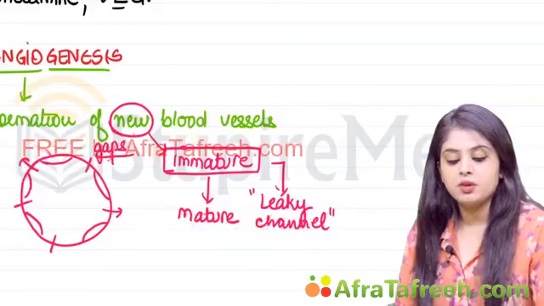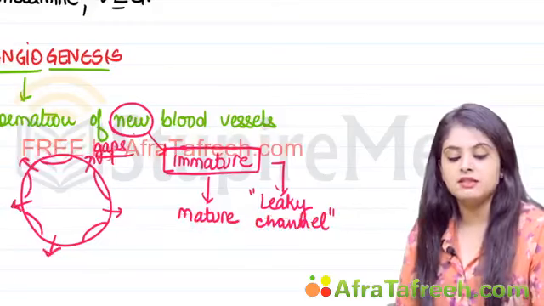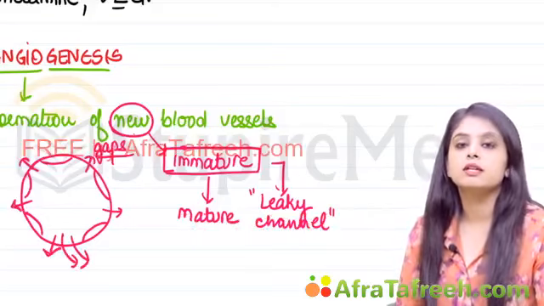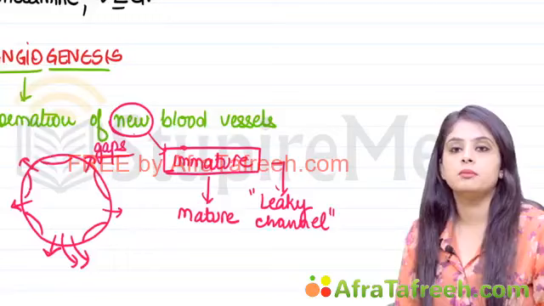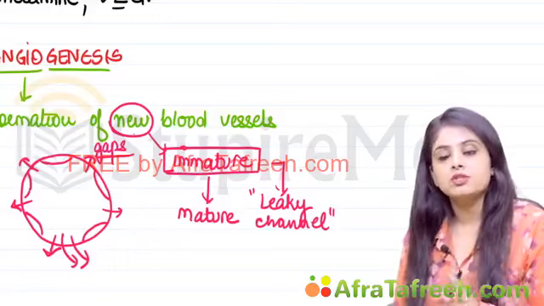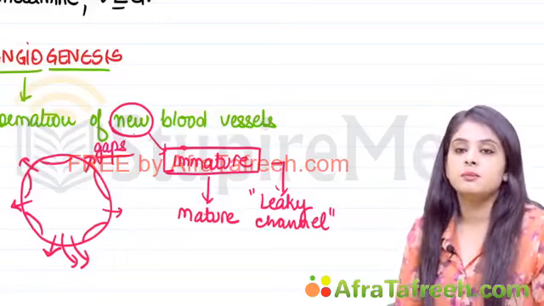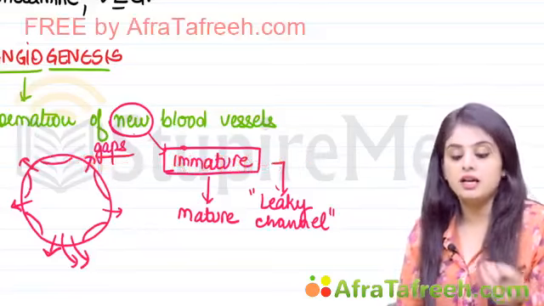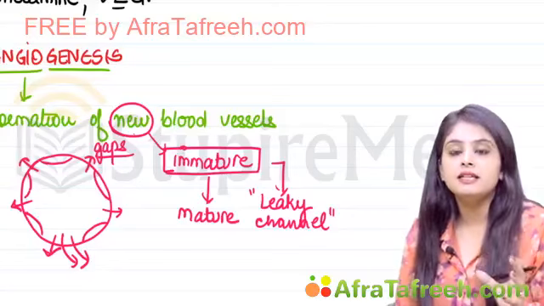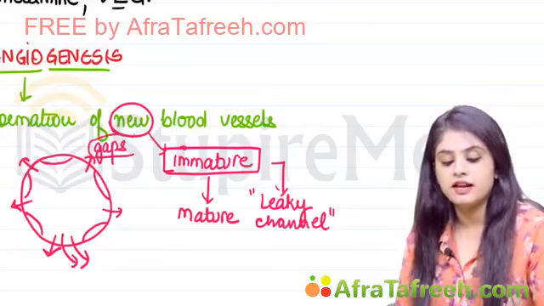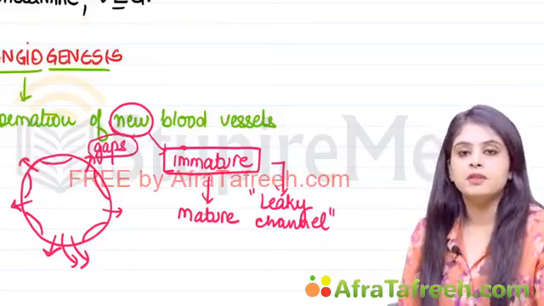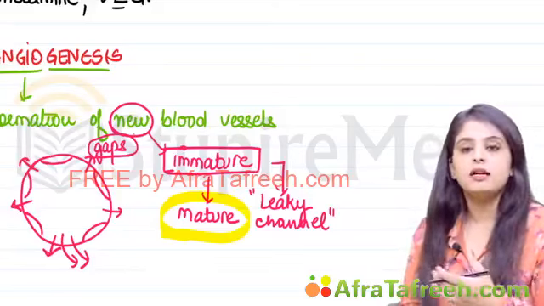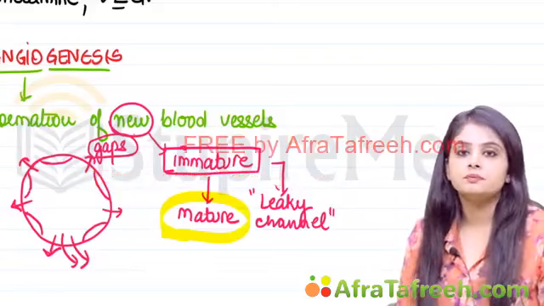And if gaps are present, what will happen to the plasma and the cells flowing inside? They will come out. Indirectly, what are we talking about? Increased vascular permeability. So remember, angiogenesis is a mechanism of increased vascular permeability. Why? Because the new or immature blood vessels are leaky channels. Why are they leaky? Because the endothelial cells have gaps present between them. Over a period of time, these gaps are going to fill up and the vessel becomes mature.